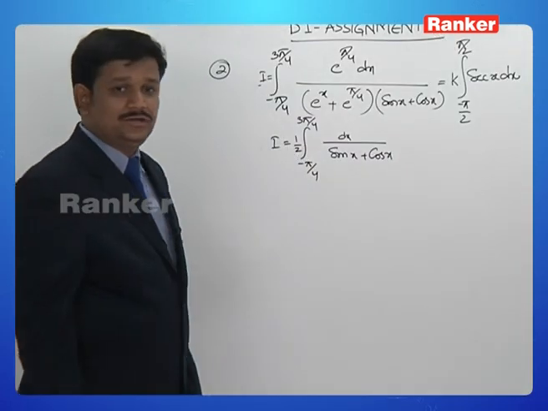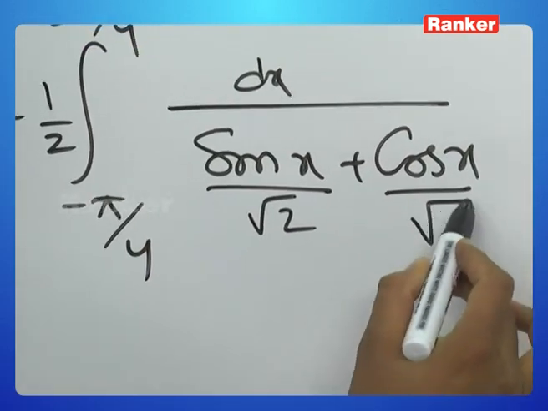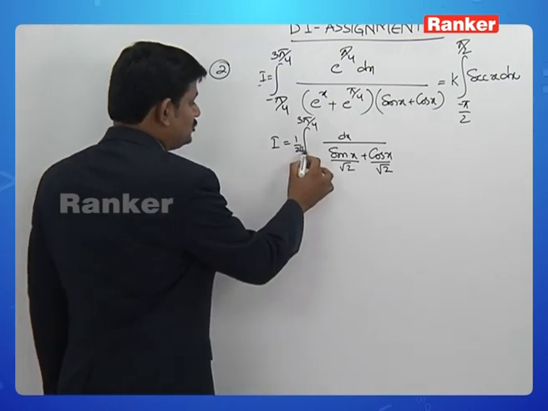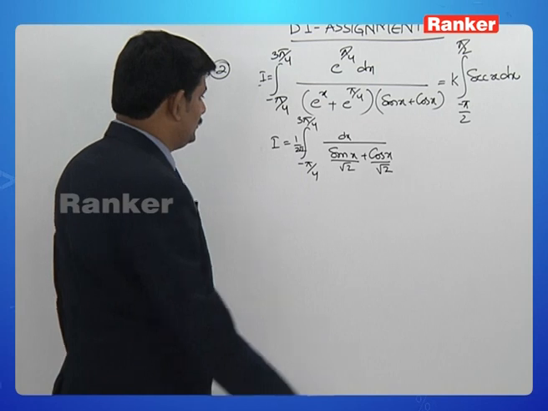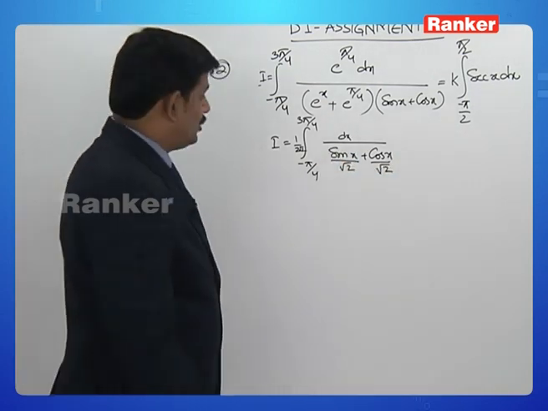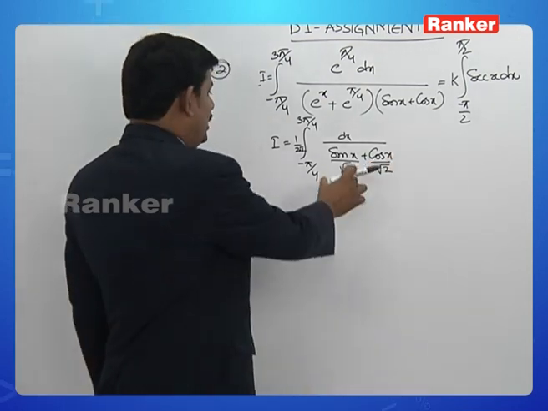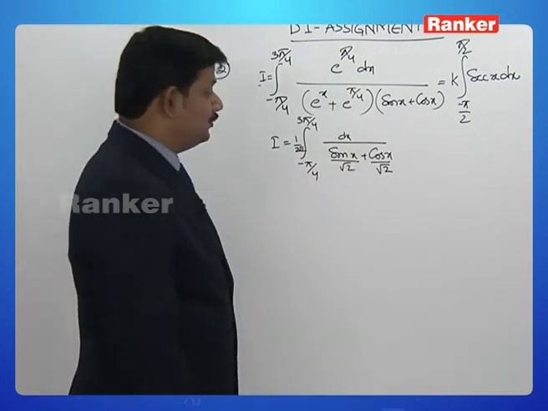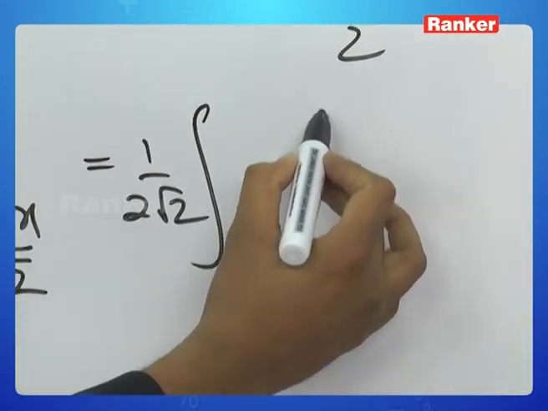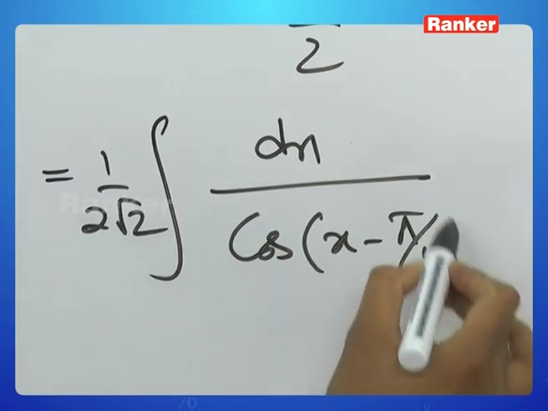Sin x plus cos x, in order to convert it into secant x, let me divide numerator and denominator by root 2. I am dividing the denominator by root 2, so if I divide the numerator also by root 2, I have 1 by 2 root 2 dx by this quantity. It is cos x into 1 by root 2, I can see it as cos pi by 4 plus sin x into sin pi by 4, which is 1 by 2 root 2 dx by cos of x minus pi by 4.